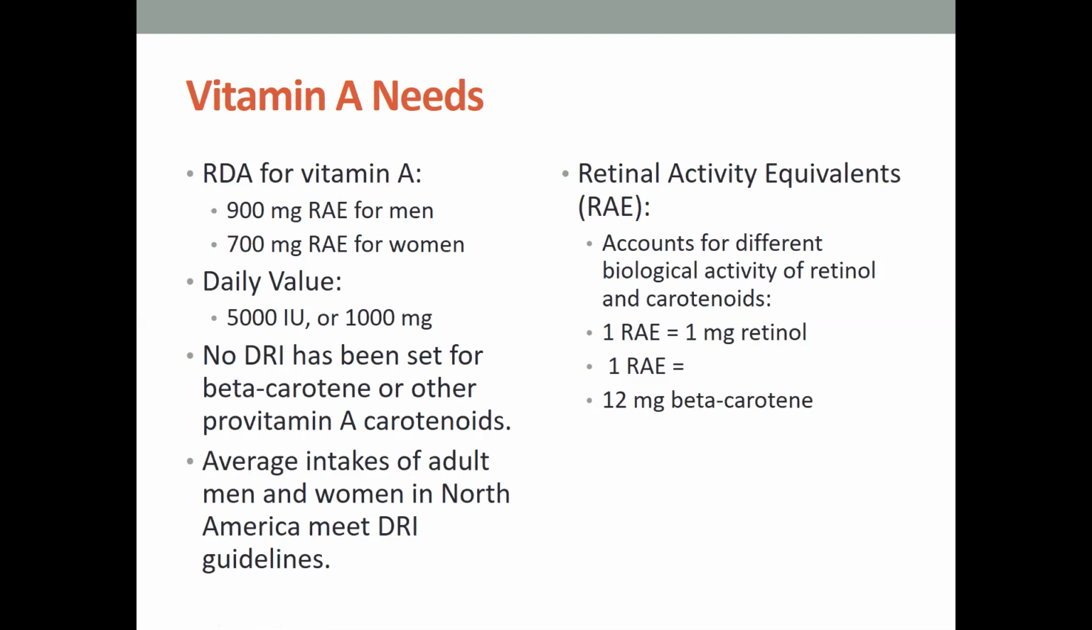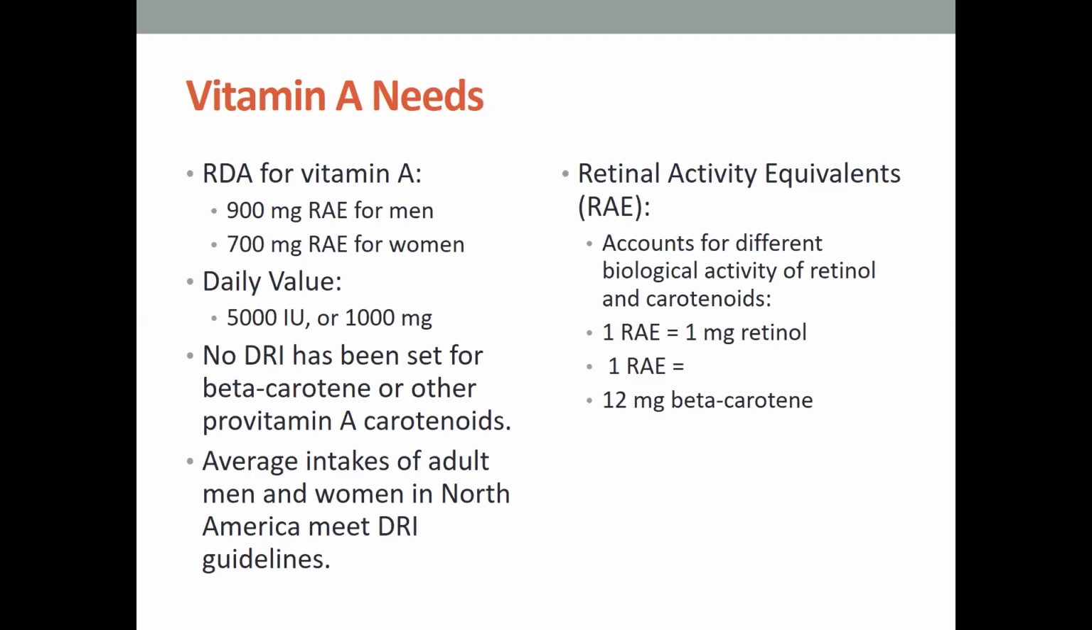If you really want to get into the weeds, remember we have all these different forms of vitamin A and carotenoids, and they somewhat interconvert. So we actually have this term retinol activity equivalence, which means that we're trying to have a common measure. This will account for the different biological activity of retinol and carotenoids. For example, retinol is our preformed vitamin A. It's the most biologically active, so 1 equals 1, right? And we're going to measure all the other forms of vitamin A relative to this.